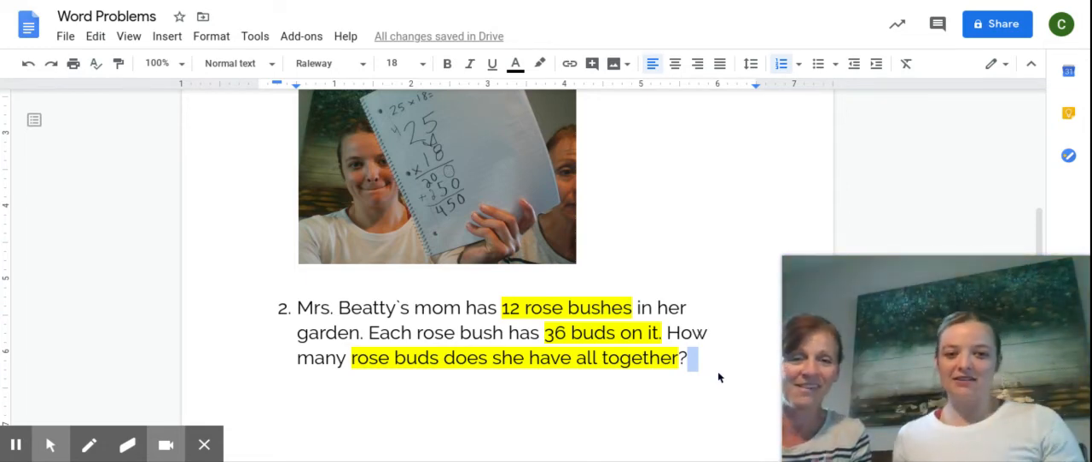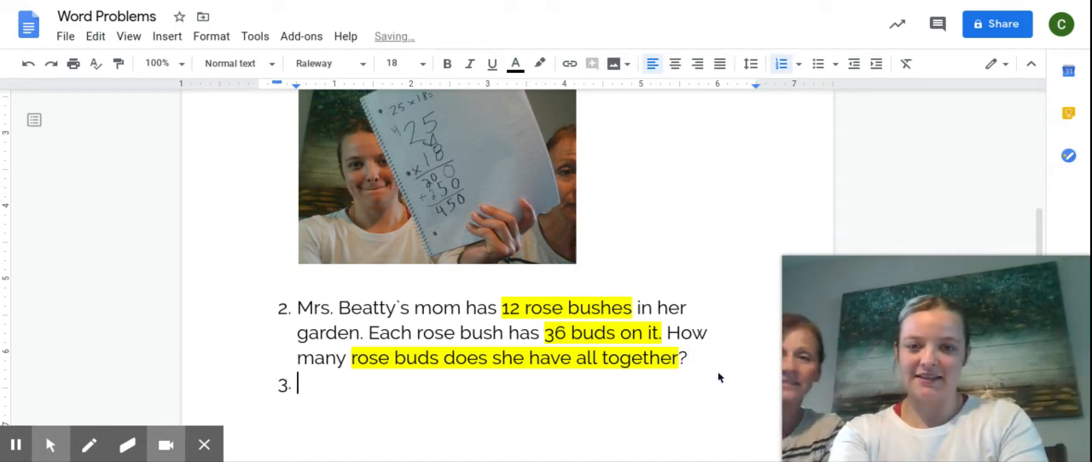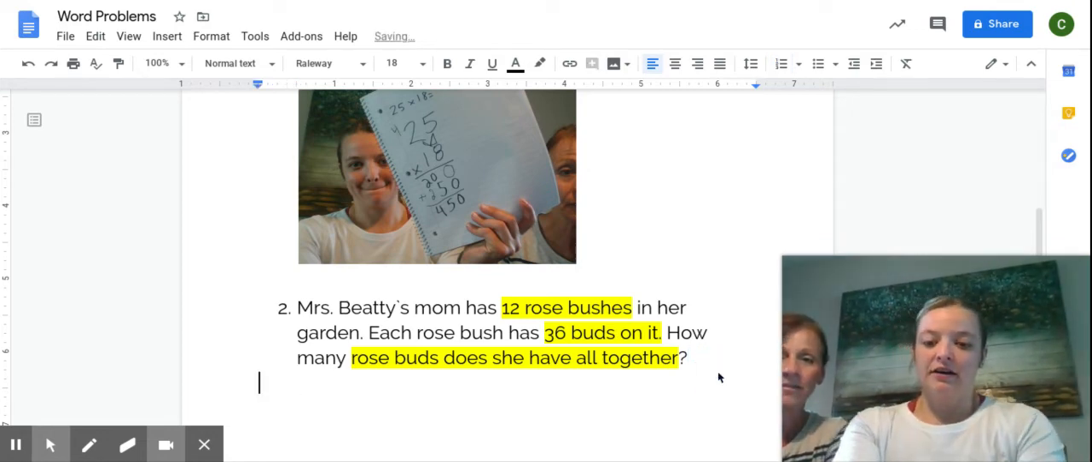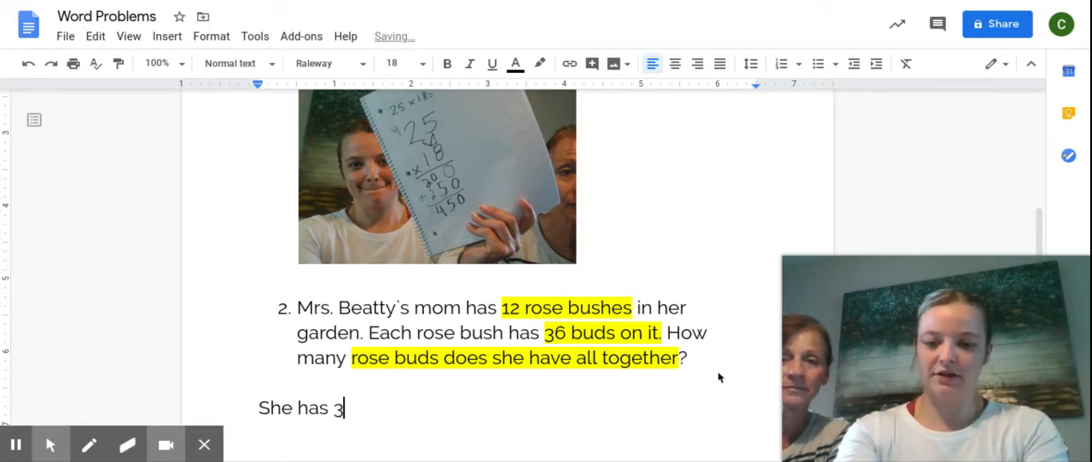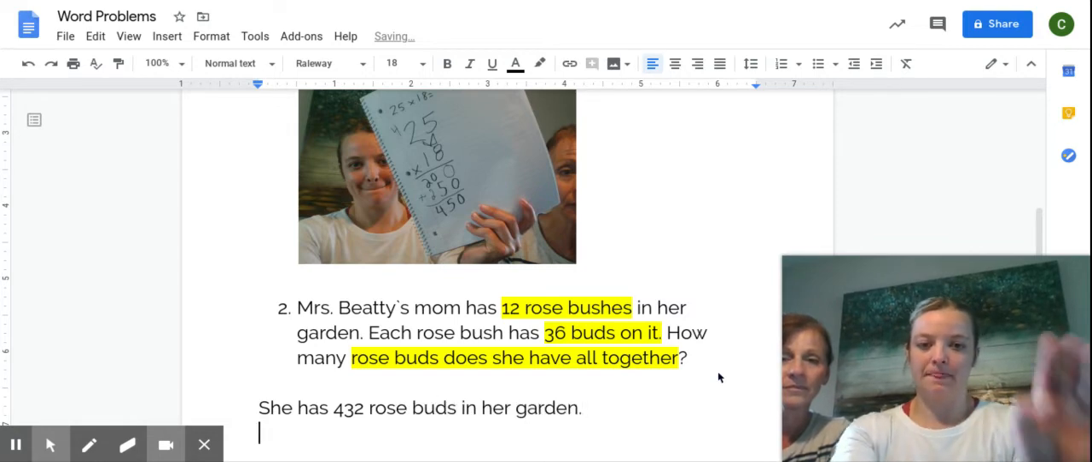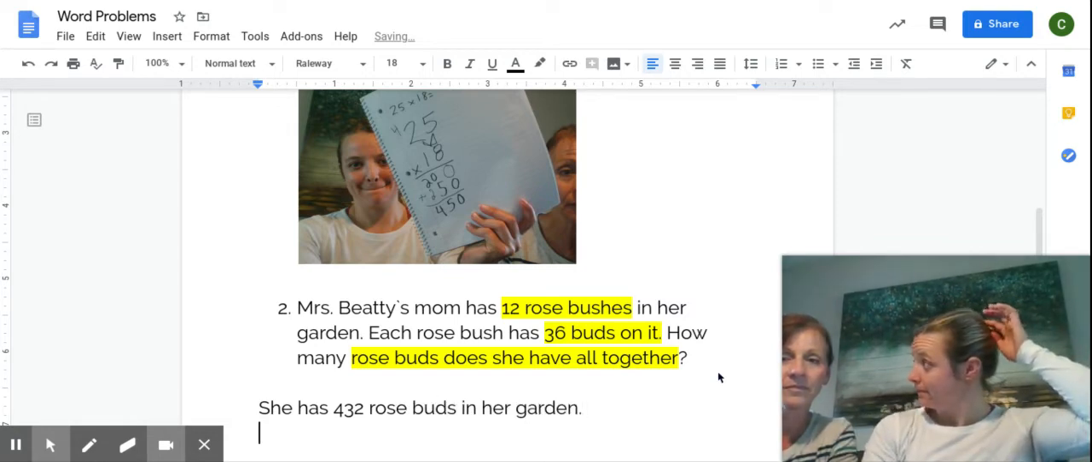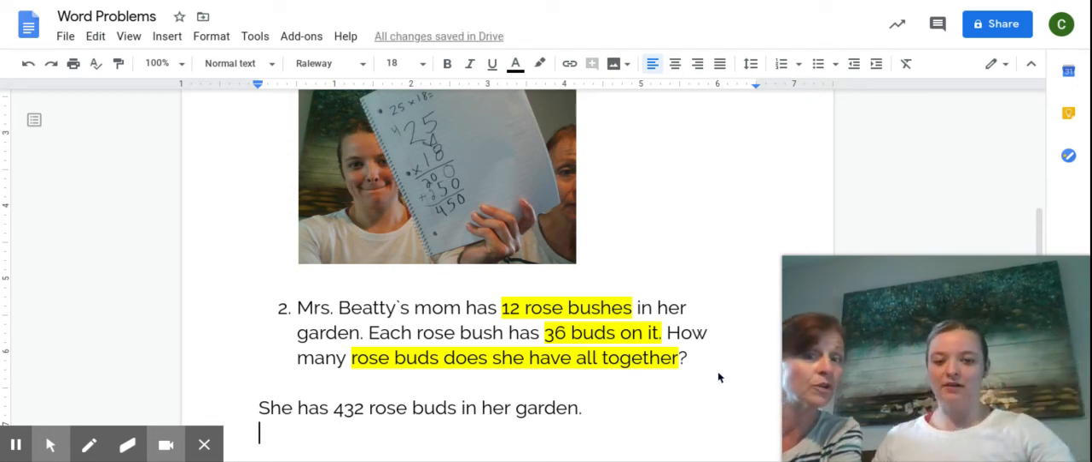Okay, so my answer in a complete sentence, I can say she has 432 rose buds in her garden. Am I done yet? No, you have to take a picture of your work and show it to us.